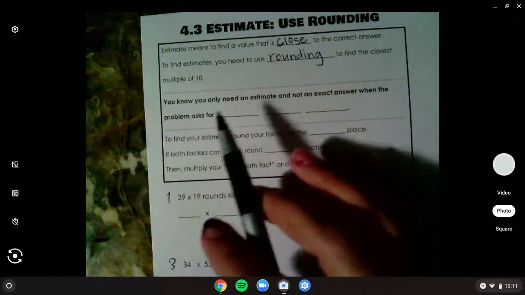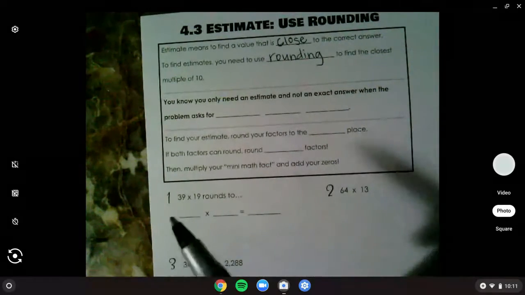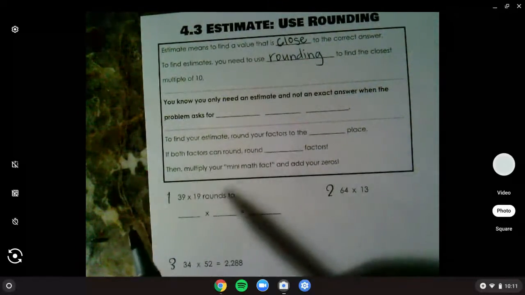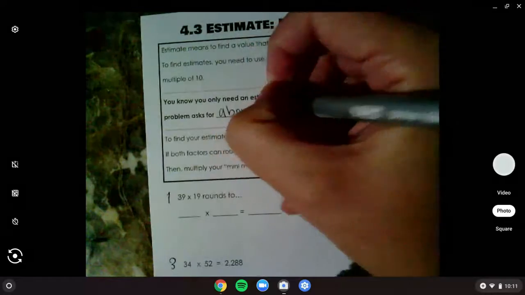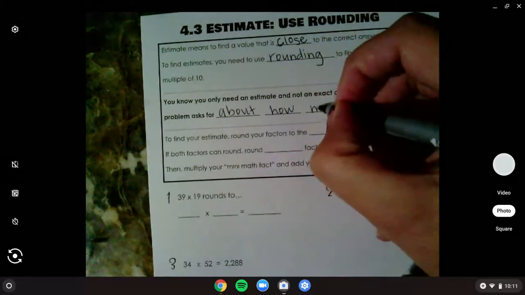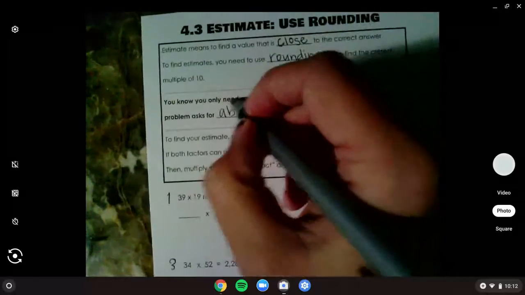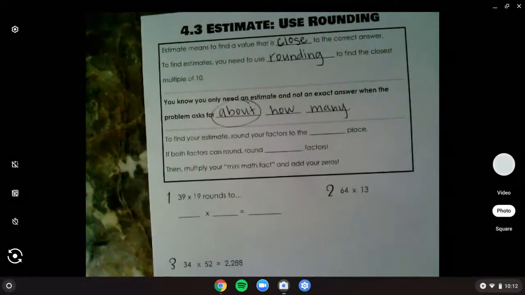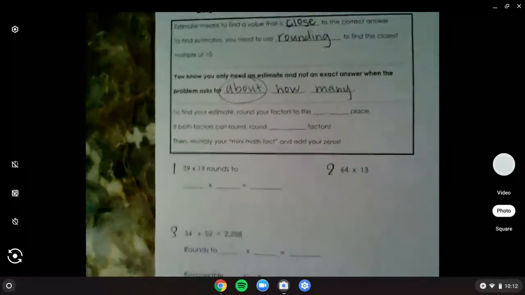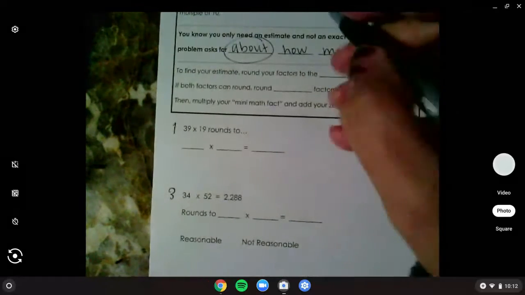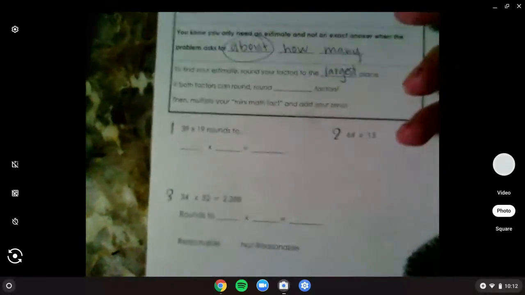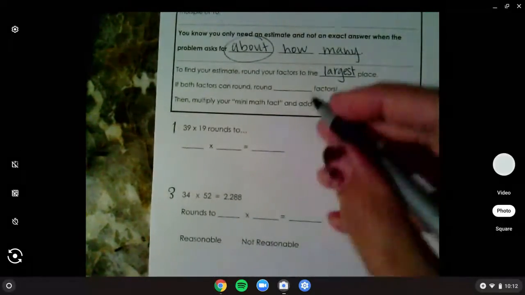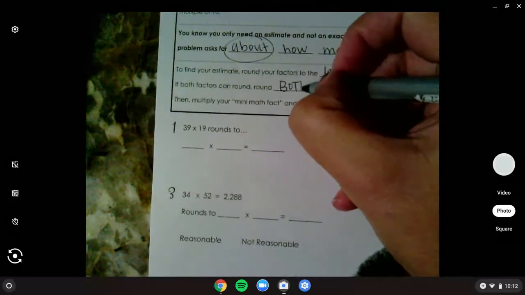We're going to use our rounding skills to help us find our closest multiple of 10. It means we're going to round to the largest spot. Okay? You know that you only need an estimate and not an exact answer or the actual answer when the problem asks for about how many. And the key keyword there is that about. Whenever you see that word about, start thinking in your head, I need to find an estimate or round. To find our estimates, we round our factors to the largest place, like I said earlier. If we can round both factors, we should round both.